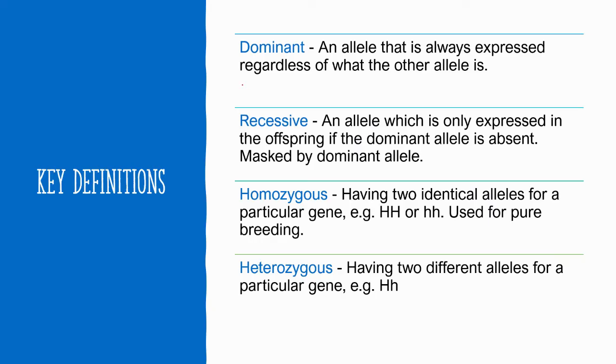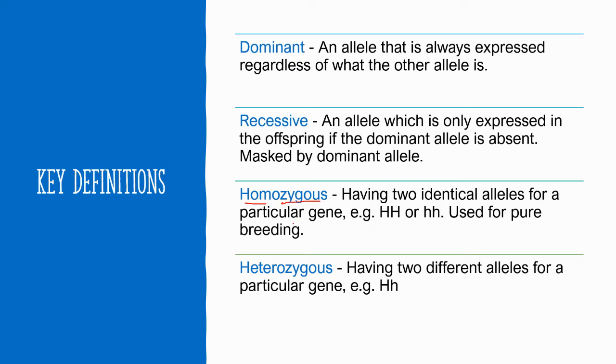Key terms, definitions you need to know for this topic. Dominant is an allele that is always expressed regardless of what the other allele is. Recessive is an allele which is only expressed in the offspring if the dominant allele is absent. It is masked by the dominant allele. Homozygous means having two identical alleles. So homo means the same, and zygous refers to genes.